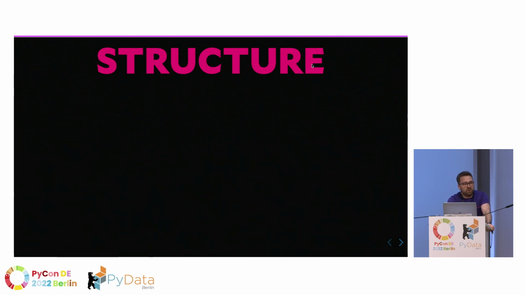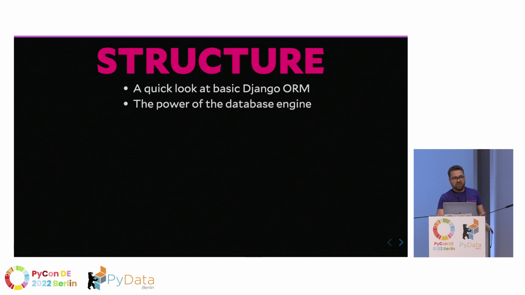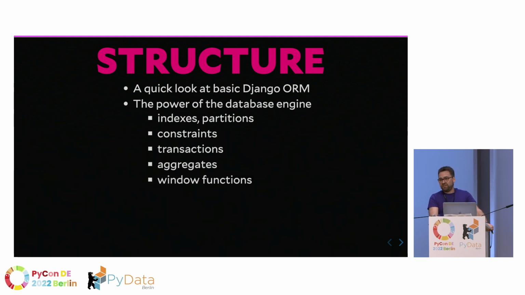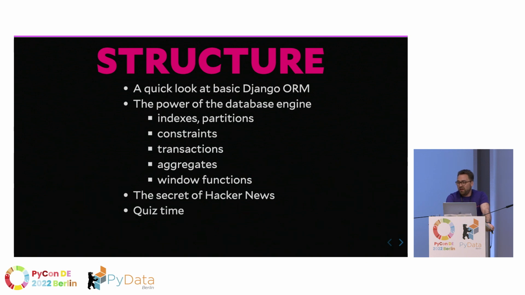So what can we expect from this talk? At first, we will have a quick look at the basics of Django ORM. Then we are going to talk about the power of your database engine, including indexes and partitions, constraints, transactions, aggregate functions, and window functions. We will then uncover the secret of Hacker News, and I prepared a short quiz of commonly used anti-patterns when using Django ORM. And we have a short outlook and a Q&A session at the end.